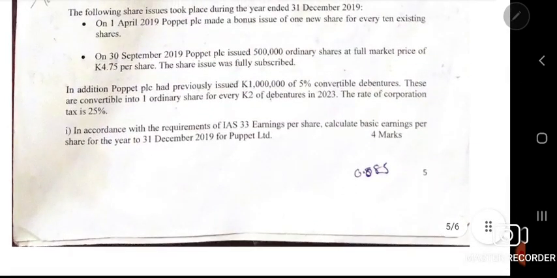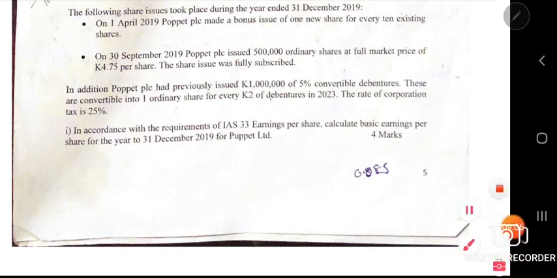Okay, so part 3 is saying, calculate fully diluted earnings per share for the year ended 31st December 2019. So how do you calculate the diluted earnings per share? There are some details they mention here that in addition, Poppet had previously issued 1 million 5% convertible debentures. These are convertible at 1 for every 2 held. That's how we'll be converting, because when you're diluting shares, you're basically converting the loan stocks. Those are called convertible bonds or convertible debts, those that can be easily changed to shares. So this increases the amount of shares that you had. That's what they call dilution.